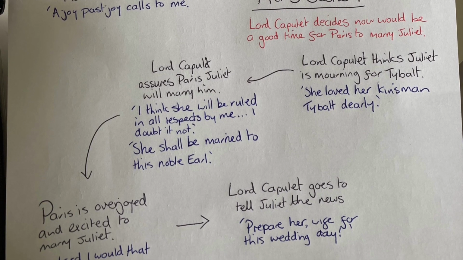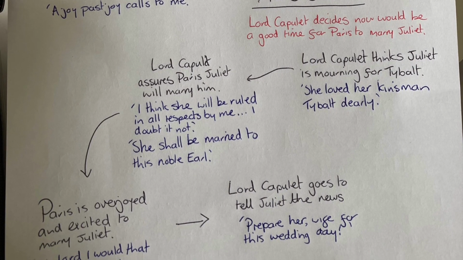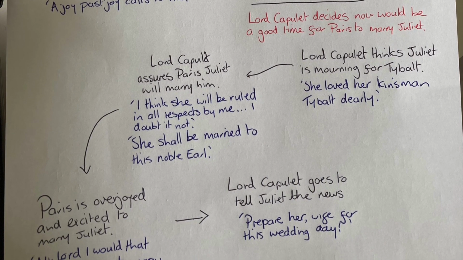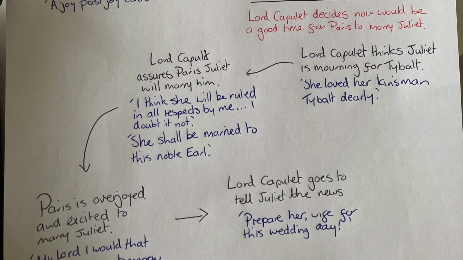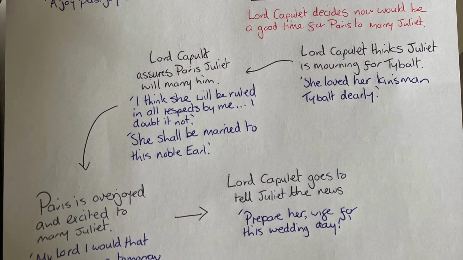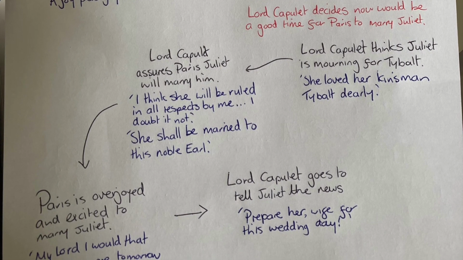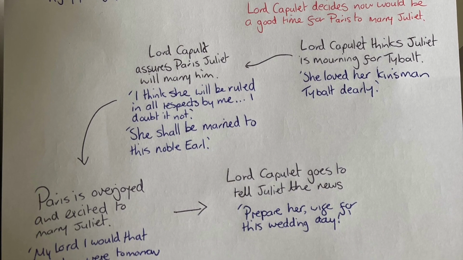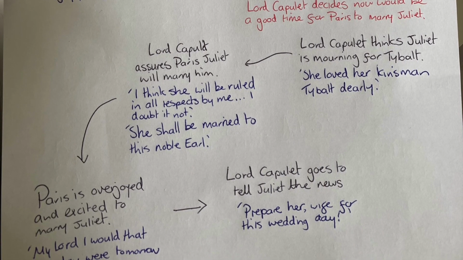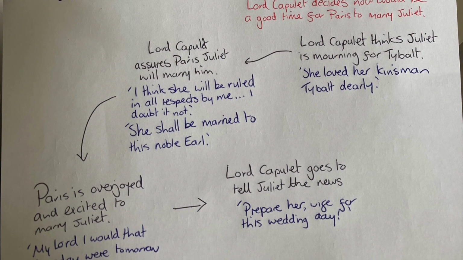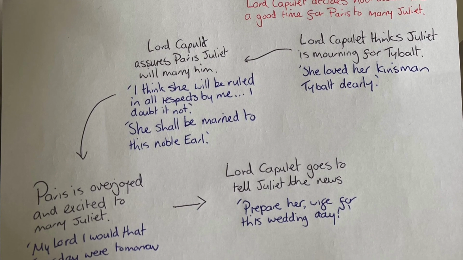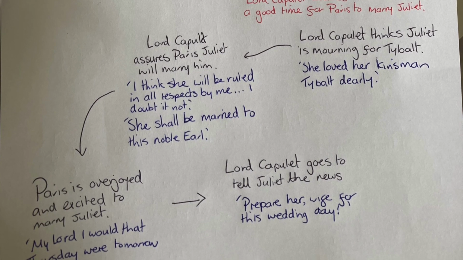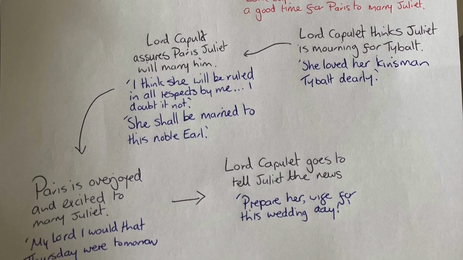Lord Capulet assures Paris that Juliet will marry him. "I think she will be ruled in all respects by me, I doubt it not. She shall be married to this noble earl." So here we see the traditional values of the Shakespearean society, where daughters were expected to obey their fathers. She will be ruled in all respects by her father. He's going to take control of who she's going to marry, and he's chosen that Paris is the man who's going to be suitable for this.